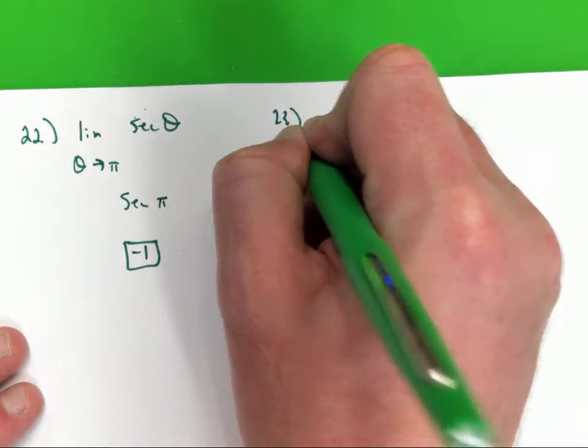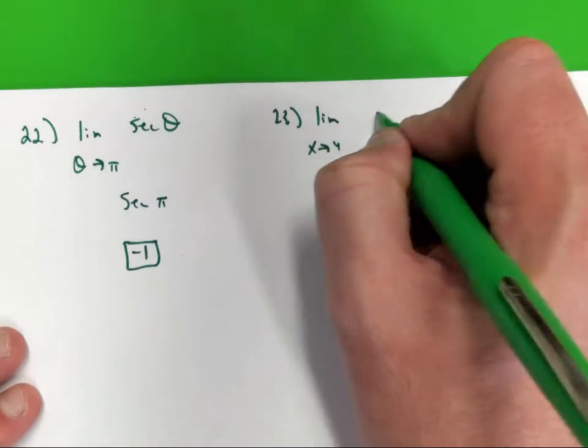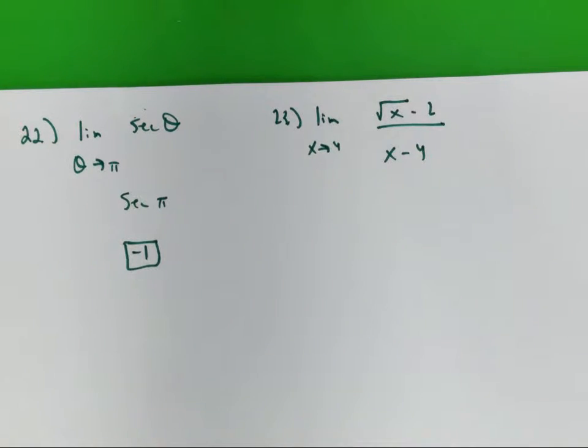All right, number 23. The limit as x goes to 4. I told you to take that little negative sign off to the left. We're going to look at one-sided limits today. All right.